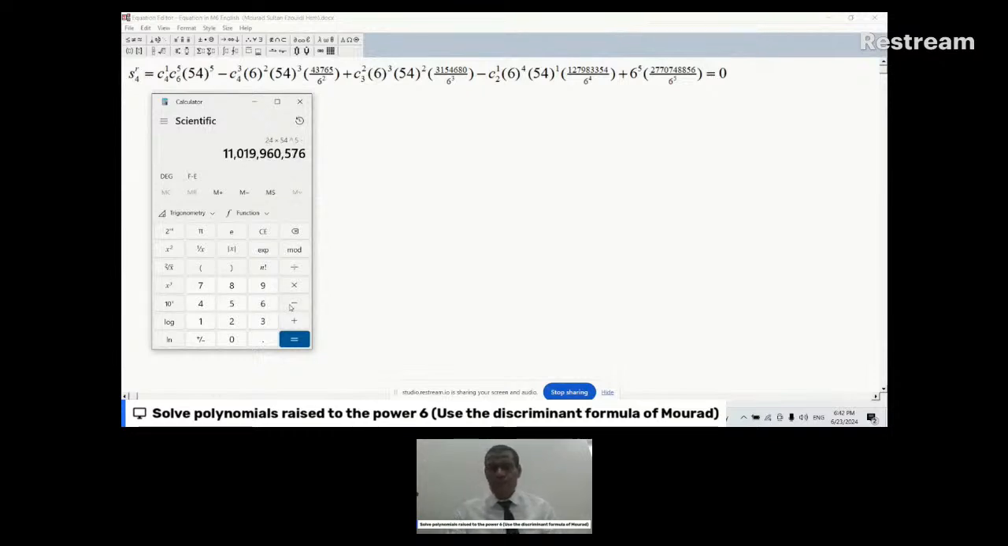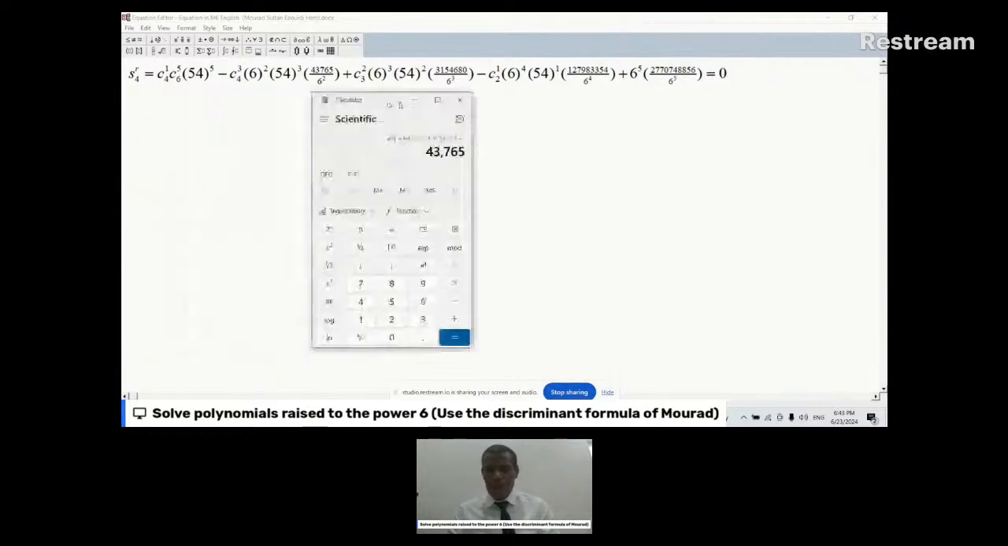Minus 4, because 3 choose 4. Yes, 3 choose 4. Minus 4 times 54 raised to the power 3, times 43,765. Then we finish the first two terms, we move to the second one.